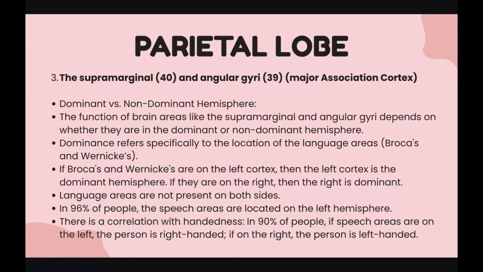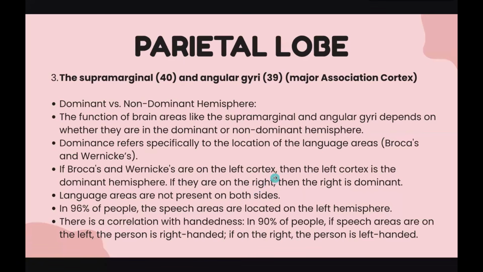We all know this because there is a correlation with that. So since most of us are right-handed, our left hemisphere is the dominant one. All right. So 90% of people, if speech areas are in the left, or if they're left dominant, they will be right-handed. If on the right, the person will be left-handed.